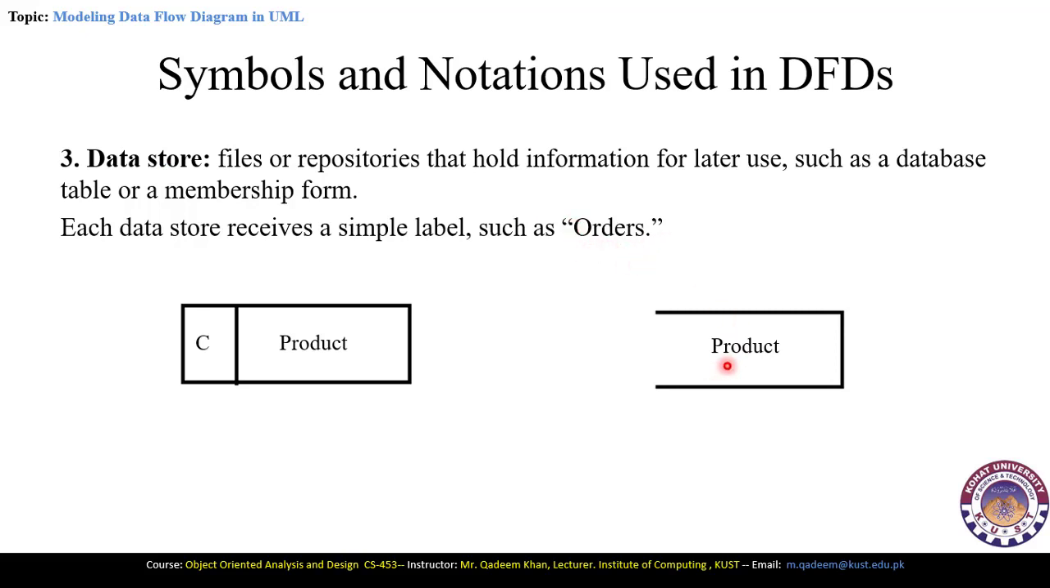Here the data store receives a simple label such as orders. For example, here is one of the symbols used for representing the data stores, like the product is a table or a database which is processed by the certain processes involved in the DFD. Also we have another symbol. This is the products here, and here we also specify another label like C. So this symbol represents the data stores, which can be a table or certain forms or membership forms.